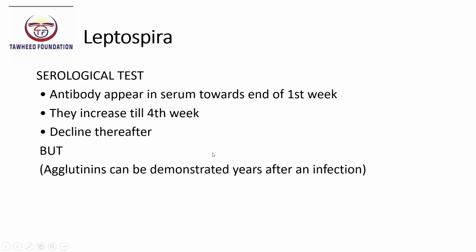Next is serological tests. Serological tests are the mainstay of diagnosis. Antibodies appear by the end of the first week, peak around the fourth week, and then decline. But agglutinins may persist for years. The microscopic agglutination test, that is MAT, is the gold standard for diagnosis. Other tests also include ELISA and rapid serological methods.